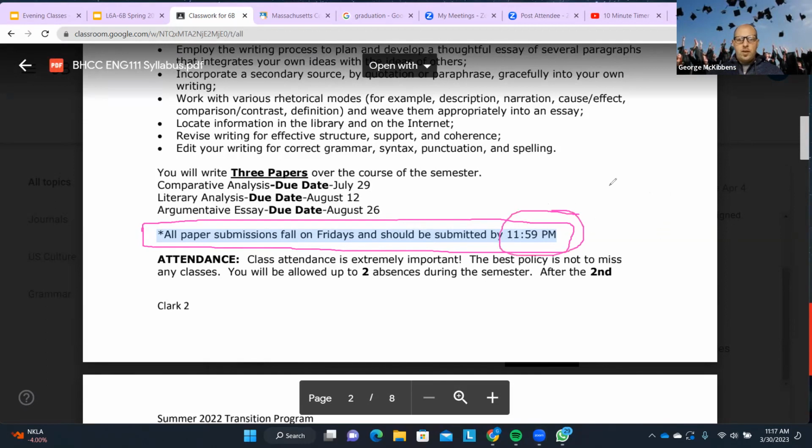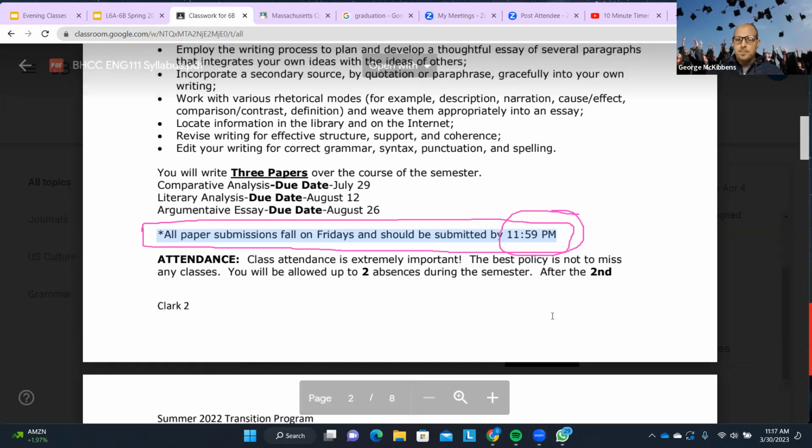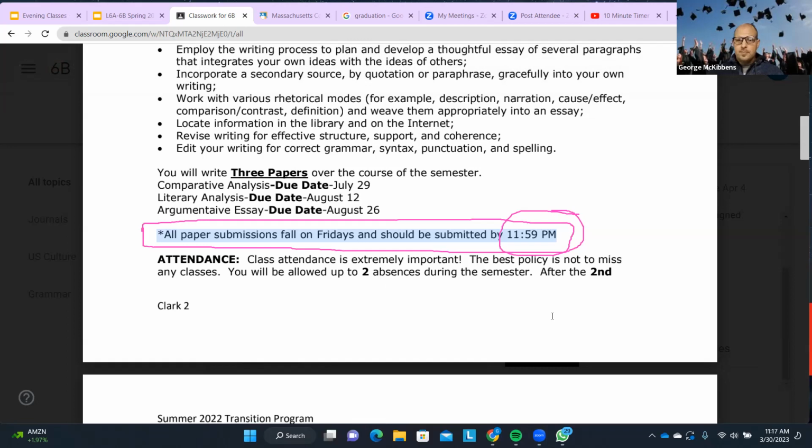Now, here's a question. 11:59 p.m. Does this mean that your professor is sitting in her office on Friday night at 11:59 p.m.? So I'll ask the question one more time. Does this mean that your professor is actually sitting in her office at 11:59 p.m. on Friday night, waiting for your paper? Yes or no? Everybody.